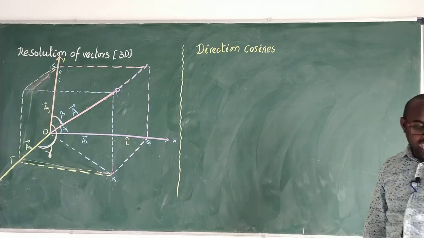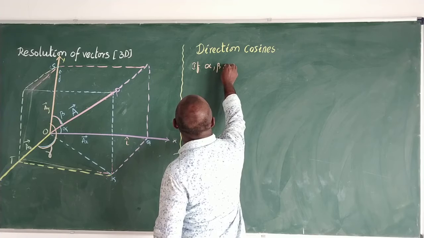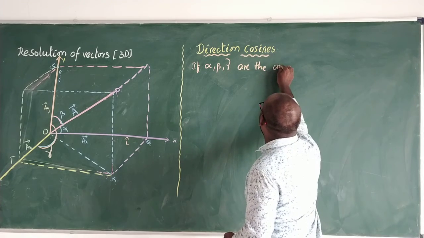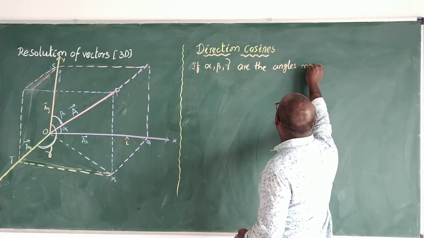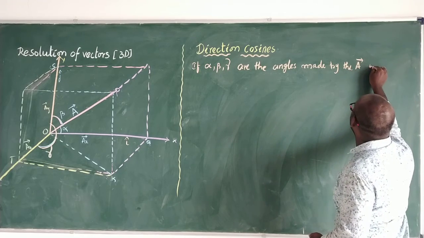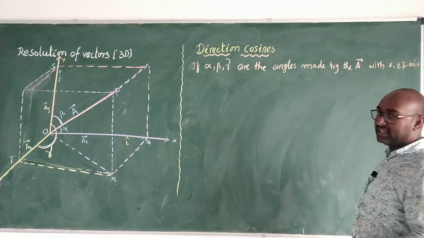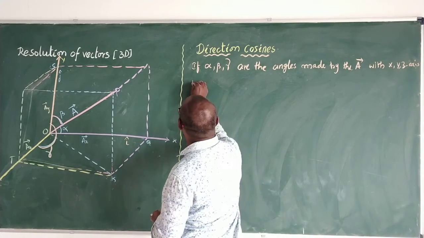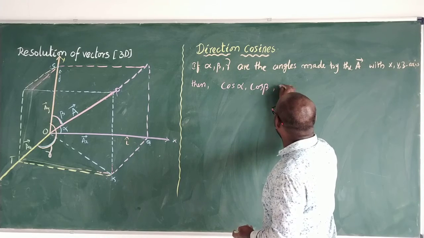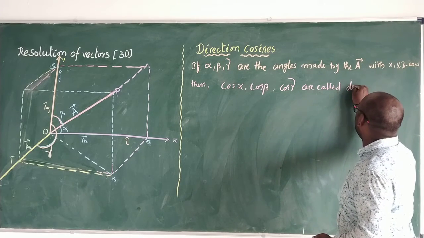Right. Now, if alpha, beta, gamma are the angles made by the A vector with the x, y, z axes, then cos alpha, cos beta and cos gamma are called direction cosines.